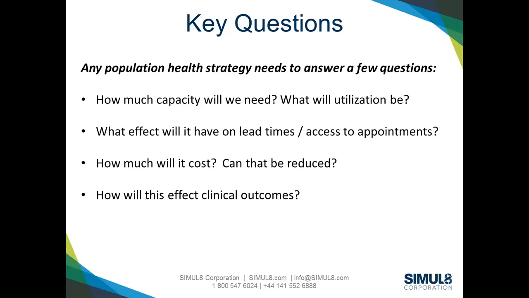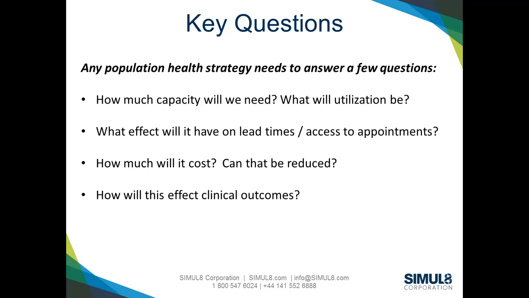And what is the resulting utilization? And one step further, what effect is that going to have on lead times for patients to be able to get in? What effect is that going to have on wait lists? What effect is it going to have on patient access to appointments when they need them? Of course, secondary to that is how much is it going to cost? And can we better manage that capacity to reduce costs? Can we change the way we're using that capacity to reduce costs? And then how do all of these things affect clinical outcomes?